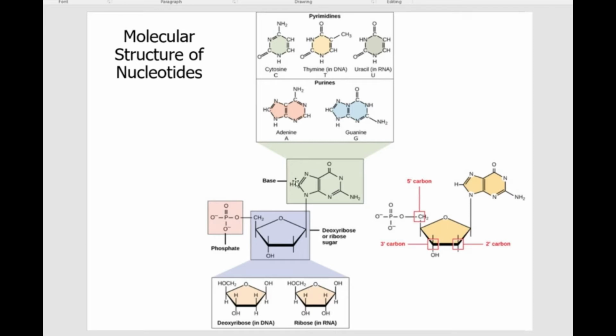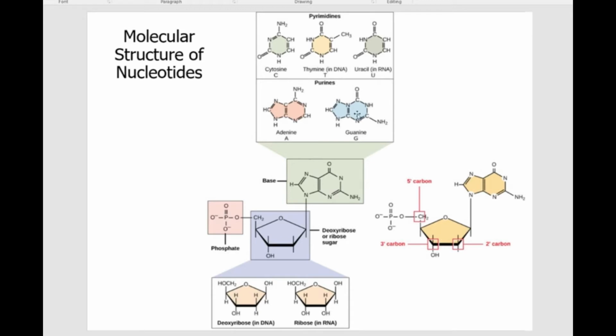Now, when you look at the nitrogenous base, here it shows you 5 nitrogenous bases. Now, you only have 4 in DNA and 4 in RNA, and that's because in DNA you have thymine, but in RNA, thymine is replaced by uracil. So there's no thymine, but instead you have a uracil. So you have 4 nitrogenous bases in DNA or RNA.